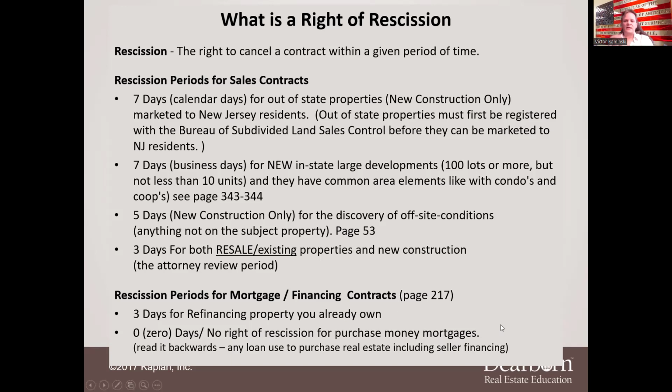Once you sign on the dotted line, you close on the deal, you bought it. You're married to it. You're not backing out of that loan. That money's been distributed to pay off the seller's existing loan. Seller gets proceeds, realtors get commissions. That money's been distributed so many different ways, you can't claw it all back. So there's no right of rescission on purchase money mortgages.